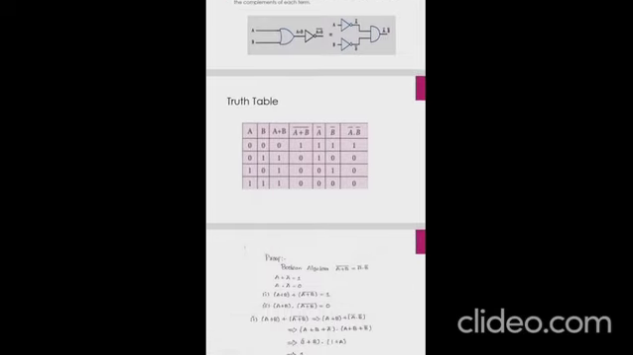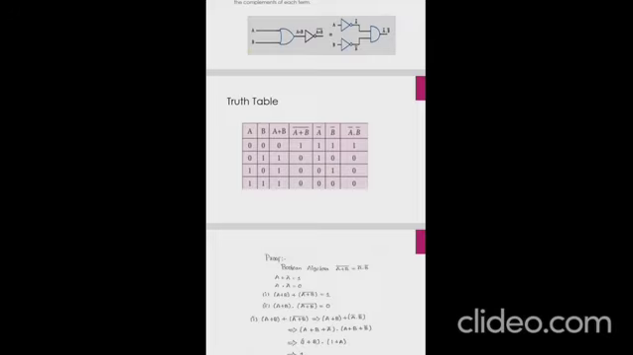Now consider the right hand side. The inputs are A and B. A's inverse is A bar, B's inverse is B bar, that is 0 becomes 1, 1 becomes 0. Here A bar dot B bar is the product of the two elements: 1 into 1 is 1, 1 into 0 is 0, 0 into 1 is 0, 0 into 0 is 0. So now we can say this is the output of the right hand side.